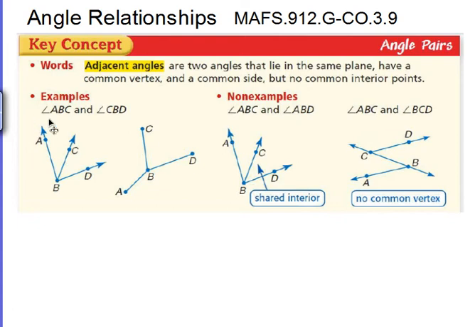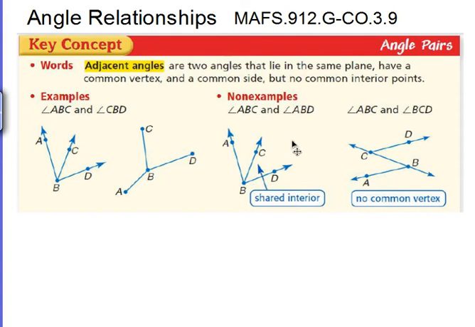For example, here angle ABC and CBD. Those are the two angles inside of the angle which is ABD. ABC and CBD are adjacent because they share the same side, which is CB, this right here.